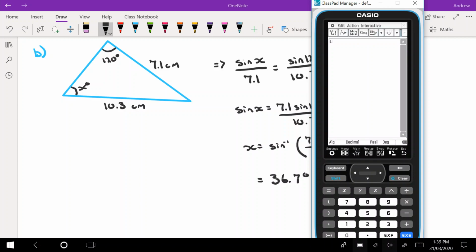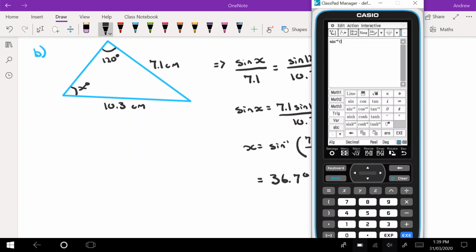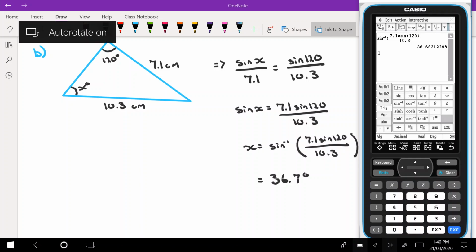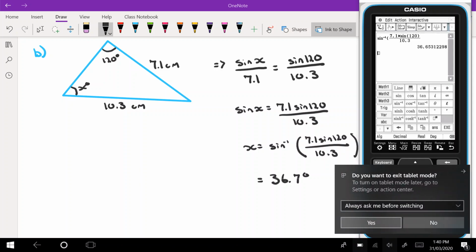Well, let's do that on my calculator just to show you guys how we want that done. So I'm going to go to main and let's make 2 of these. So keyboard, I want to go to trig and I want to go to sine inverse of that. Shift fraction, 7.1 times sine of 120 divided by 10.3 equals 36.65 or 36.7. Okay, and that is how we're going to do the sine rule to find the unknown elements of different triangles.